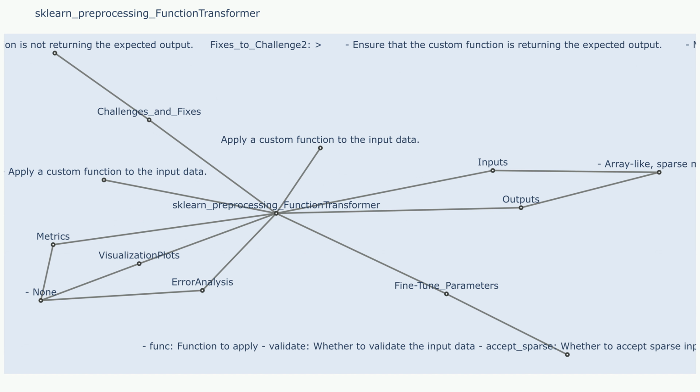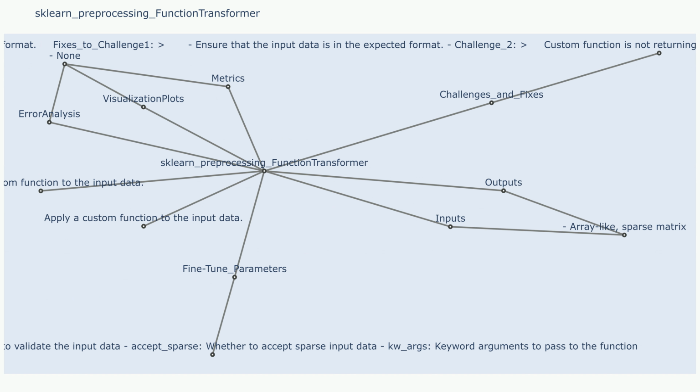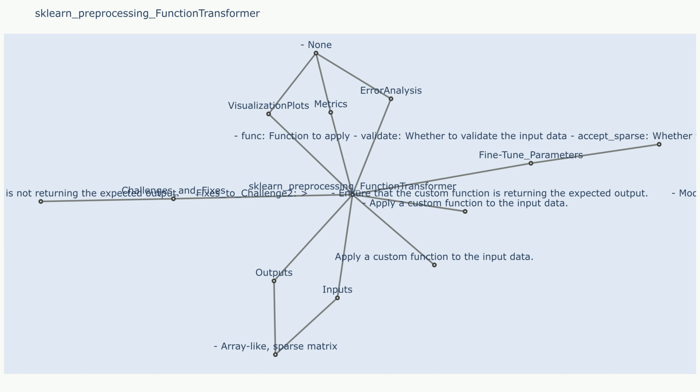Sample use case that resulted in challenge 1: you might apply a function that returns a list of lists instead of a NumPy array, which is not directly compatible with many scikit-learn models. Fixes to challenge 1: you can either modify your function to return a NumPy array or use an additional transformer after FunctionTransformer to convert the output to the desired format. Challenge 2: function throws errors or unexpected behavior for specific input data.